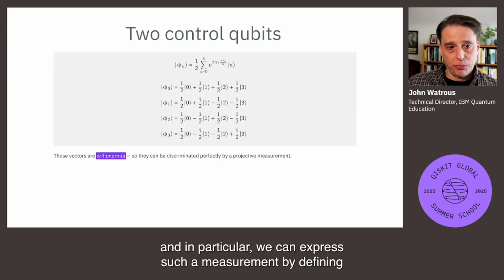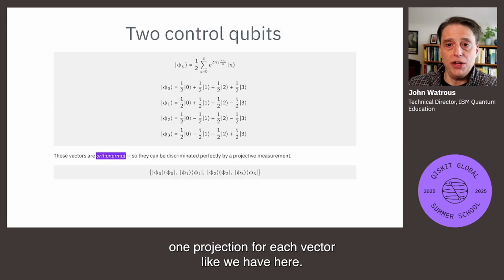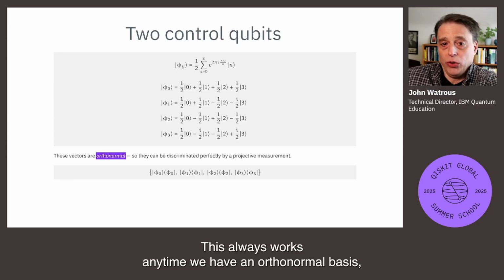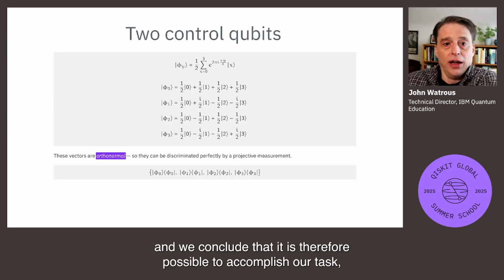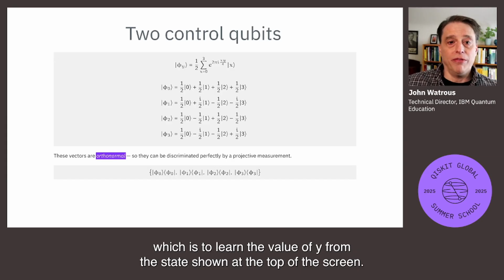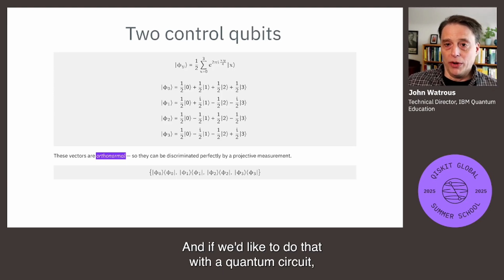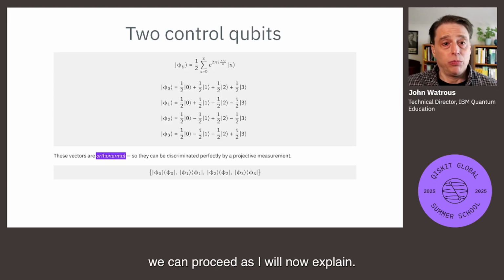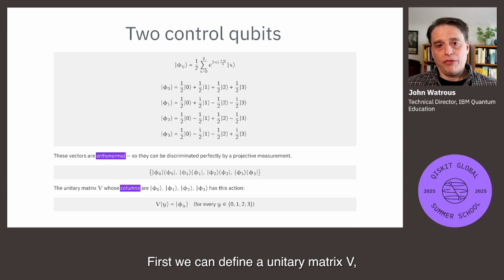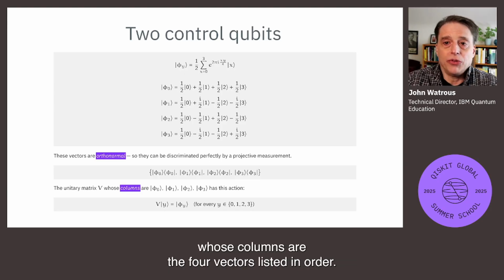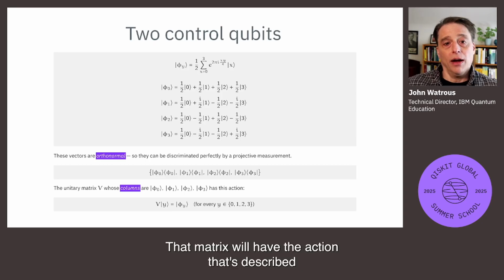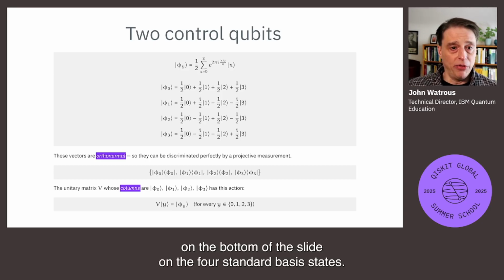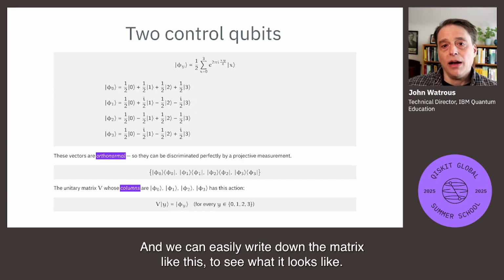And in particular, we can express such a measurement by defining one projection for each vector like we have here. This always works anytime we have an orthonormal basis, and we conclude that it is therefore possible to accomplish our task, which is to learn the value of y from the state shown at the top of the screen. And if we'd like to do that with a quantum circuit, we can proceed as I will now explain. First, we can define a unitary matrix V whose columns are the 4 vectors listed in order. That matrix will have the action that's described on the bottom of the slide on the 4 standard basis states, and we can easily write down the matrix like this to see what it looks like.